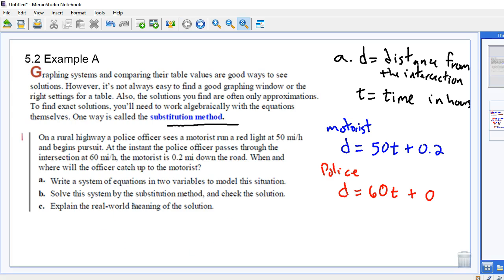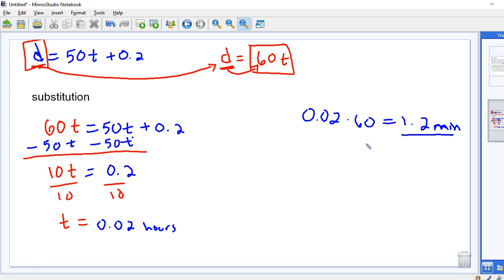Okay. So it says to solve the system by substitution method and check the solution. Do we have a solution yet? I have the time, but I don't have the distance. So now I want to know, where are they? How far past the intersection have they gone? Does it matter which equation I plug it into? It does not, because both of the cars are going to be at the same place at the same time.